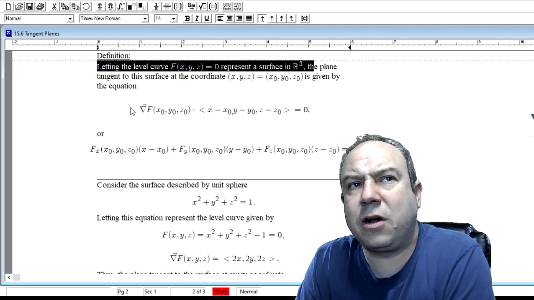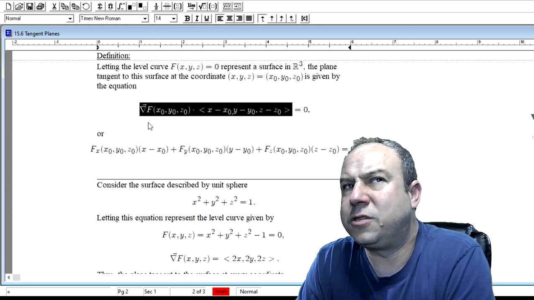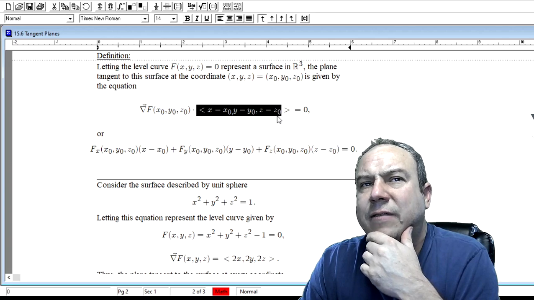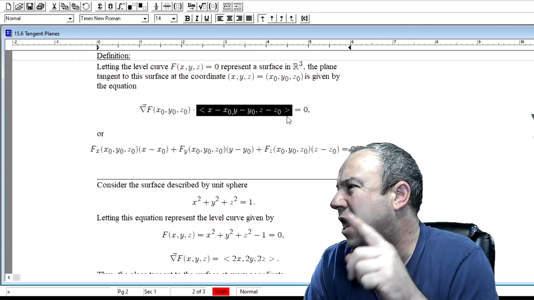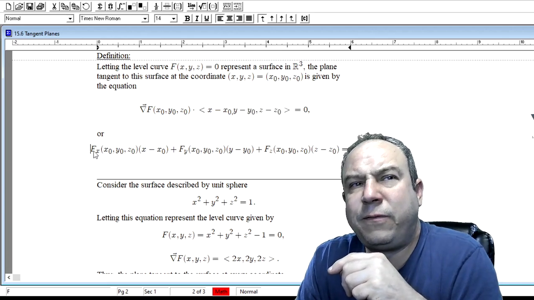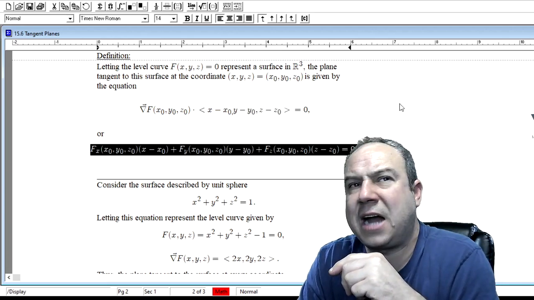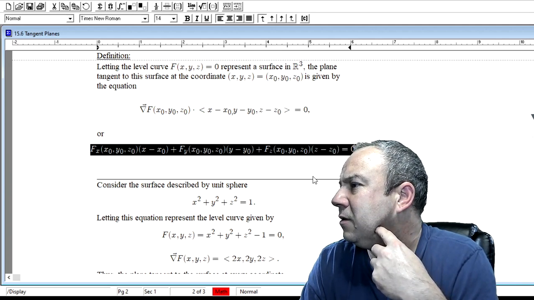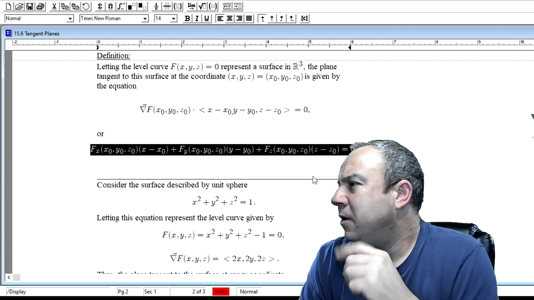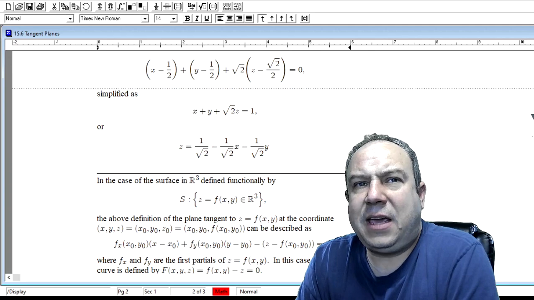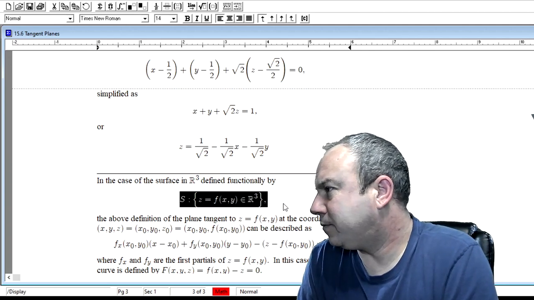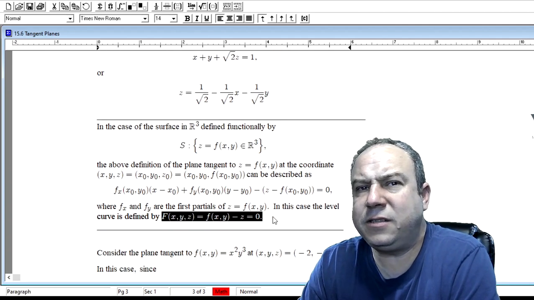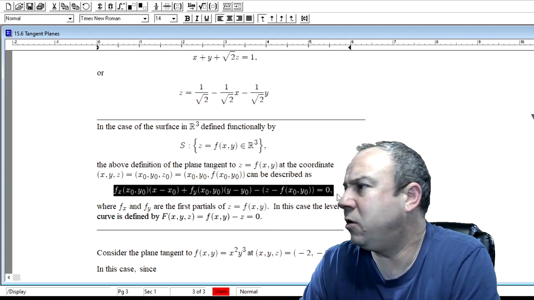Once defined as a level curve, you can then just use the gradient of that higher dimensional surface dotted with this vector of components x minus x null, y minus y null, z minus z null to form your equation of the tangent plane. Dotting that and setting it equal to 0 will form the equation of the tangent plane. All right. And then there is the special case of a functional surface. That is kind of a unique case. And in that case, your level curve is defined this way, which does simplify how your equation is defined.